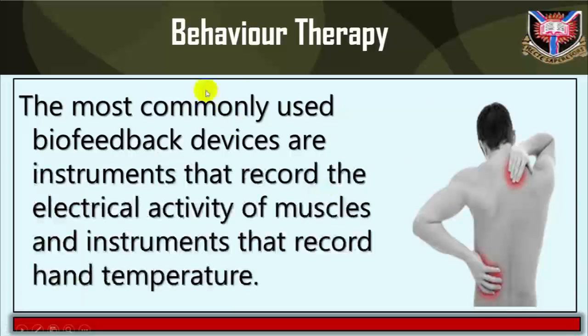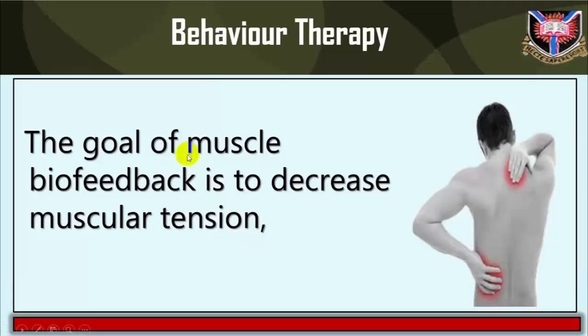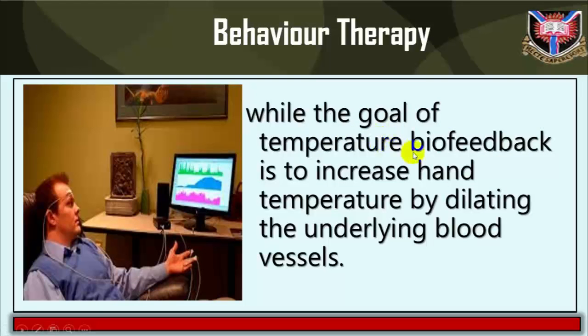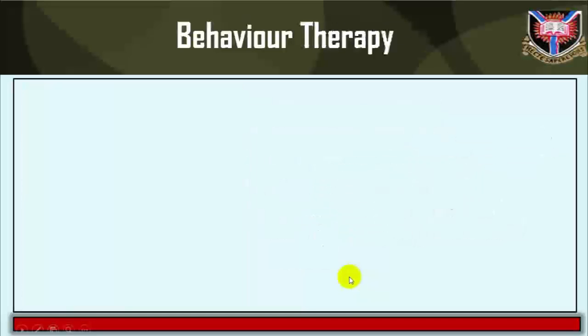The most commonly used biofeedback devices are instruments that record the electrical activity of muscles and instruments that record hand temperature. The goal of muscle biofeedback is to decrease muscular tension, while the goal of temperature biofeedback is to increase hand temperature by dilating the blood vessels.